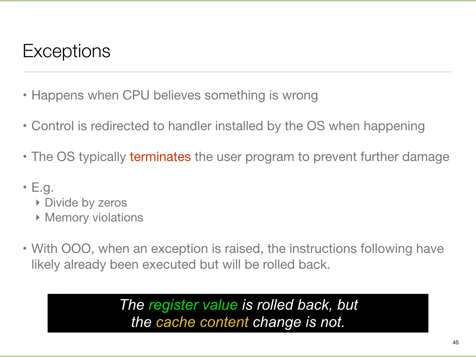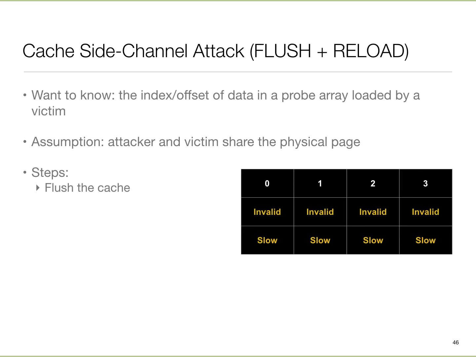So register value is rolled back, but cache content changes are not rolled back, and therefore that optimistically executed instruction, we are learning something about it, even though it shouldn't have been executed. So specifically, let's say we want to know the index or offset of our data in an array which the victim has. So let's say the victim process has an array, and it has in some location some secret private data, and I want to know which index it is at. Because then maybe that index can tell me something about what type of data it is.